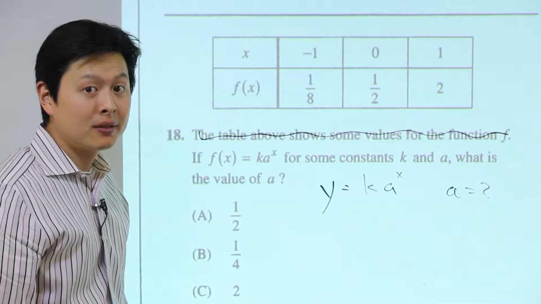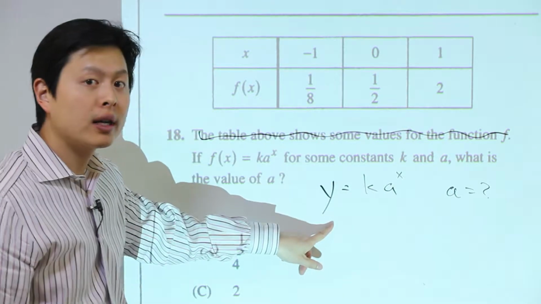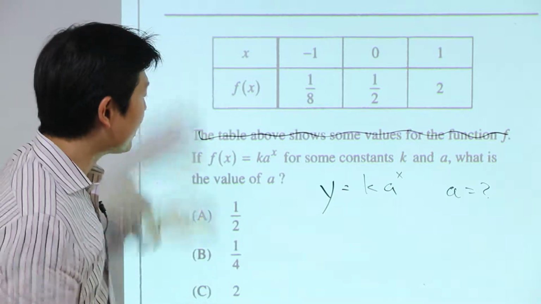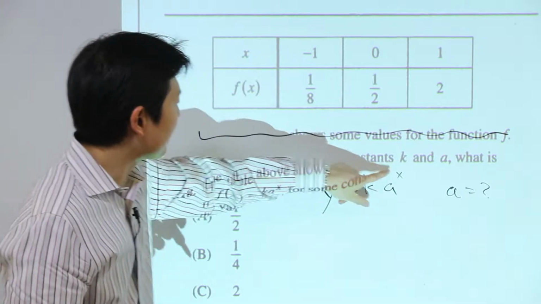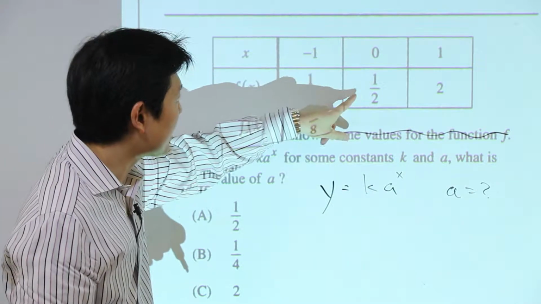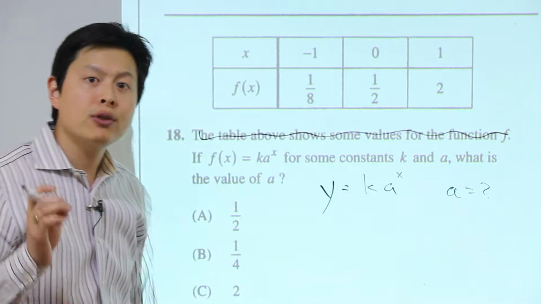They don't give us k, but they do give us actually several different values for x and y, right? Where? Right here in this table. They give you several values that you can use for x and y. You can use the first pair, right? X can be -1 and y can be 1 over 8. X can be 0, y can be 1 over 2, and so forth, right? I can use any of these guys, but which one do you use first?